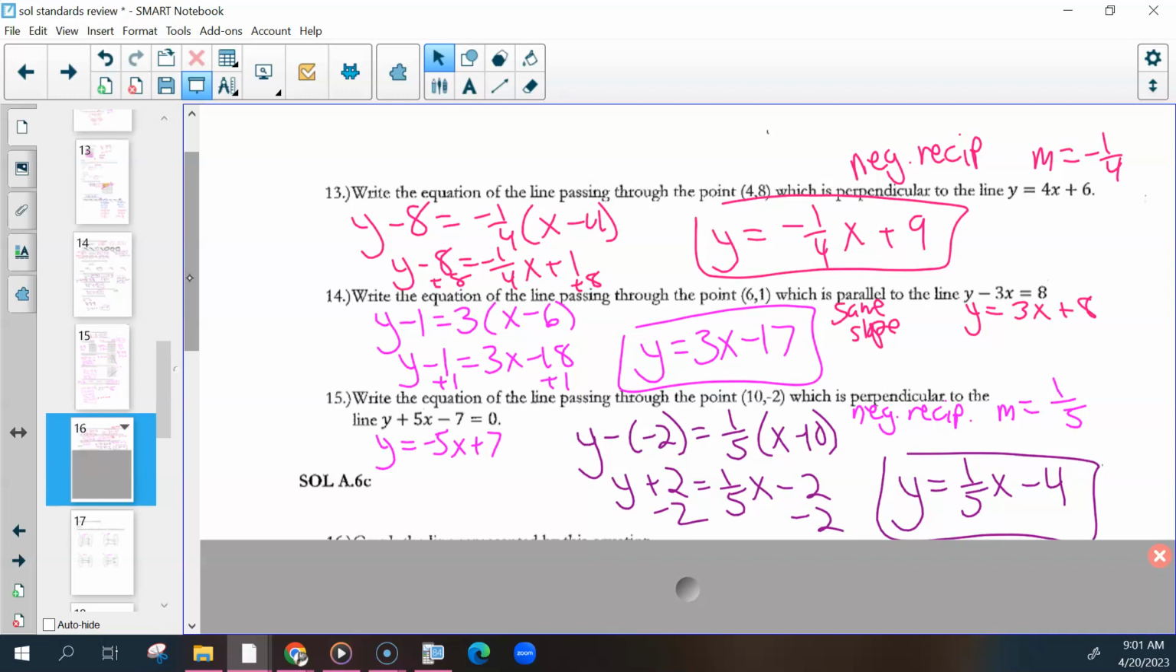14, same thing, but it's now parallel again, so same slope, use your point slope formula. And you also had to get y by itself before you could figure out what your slope was. And then 15, same thing, but perpendicular, so negative reciprocal. Solve for y first. And then use the negative reciprocal, take it, flip it, make it positive, use your point slope.